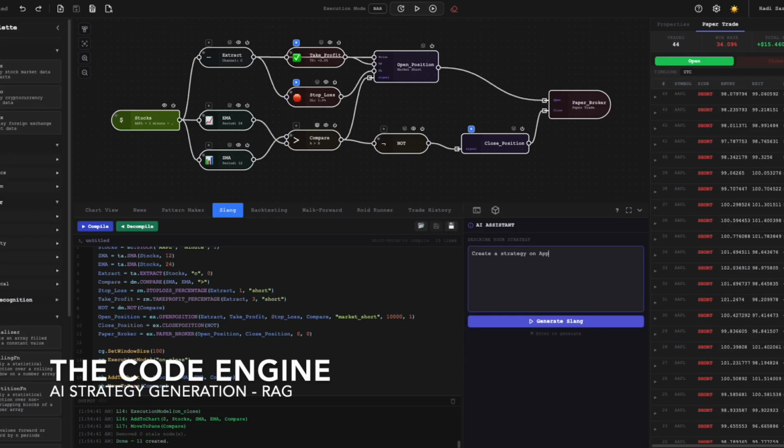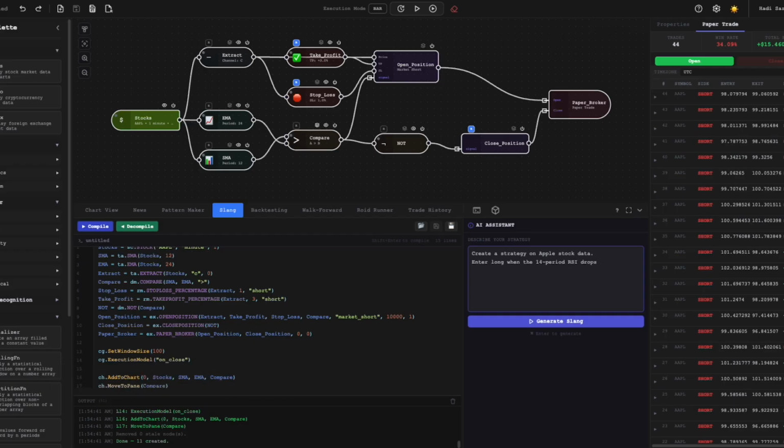To remove the syntax barrier entirely, we built the Traderoid AI assistant directly into the code engine. Backed by a custom RAG pipeline, you simply describe your strategy in plain English. The AI instantly parses your prompt against our documentation and generates production-ready Slang script.